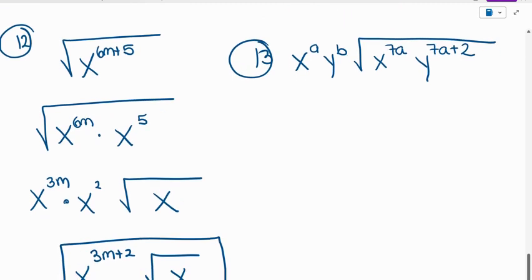All right, who got an answer for number 13? Philip? I got x to the 4a, y to the 4a plus 1, times the square root of x to the a, y to the a. And then what did you get? Times the square root of x to the a, y to the a.